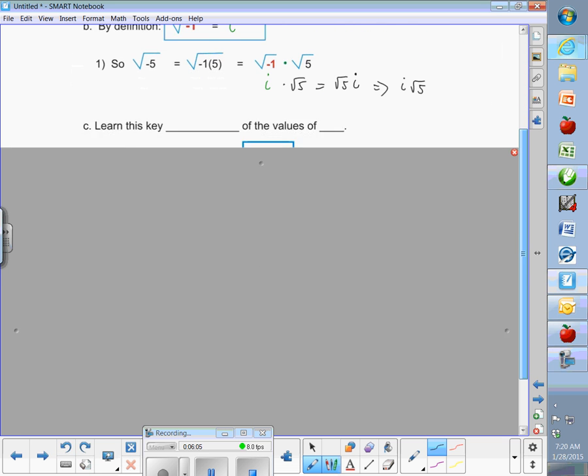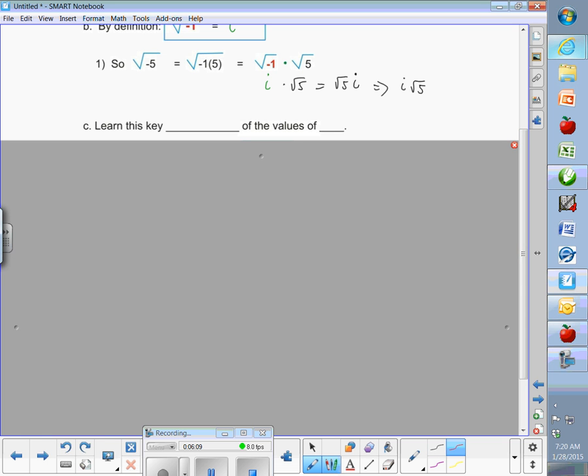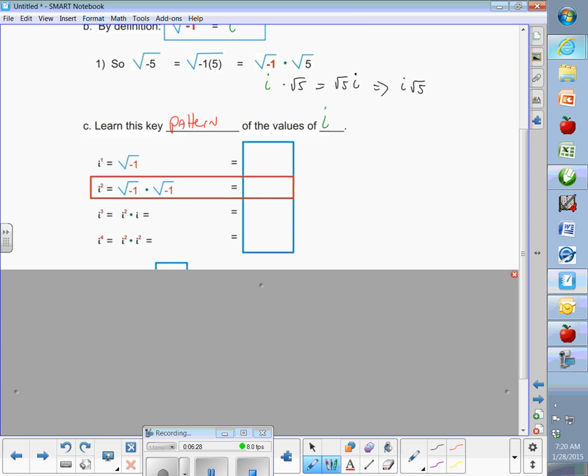Okay, so now let's learn this key pattern. Key pattern for the values of i. And this is very important. This is going to come into play in most of what we're going to do this chapter. So it's important that we learn the pattern now. And so hopefully I can teach that to you.